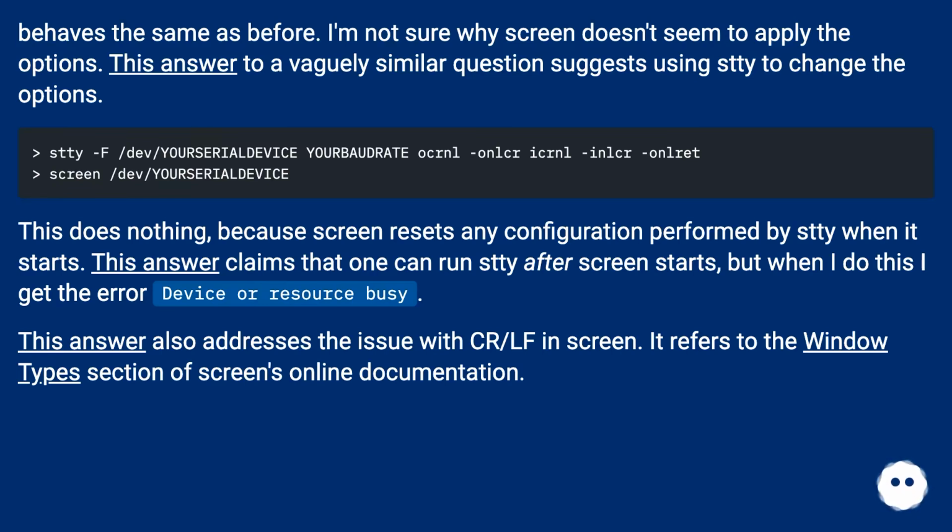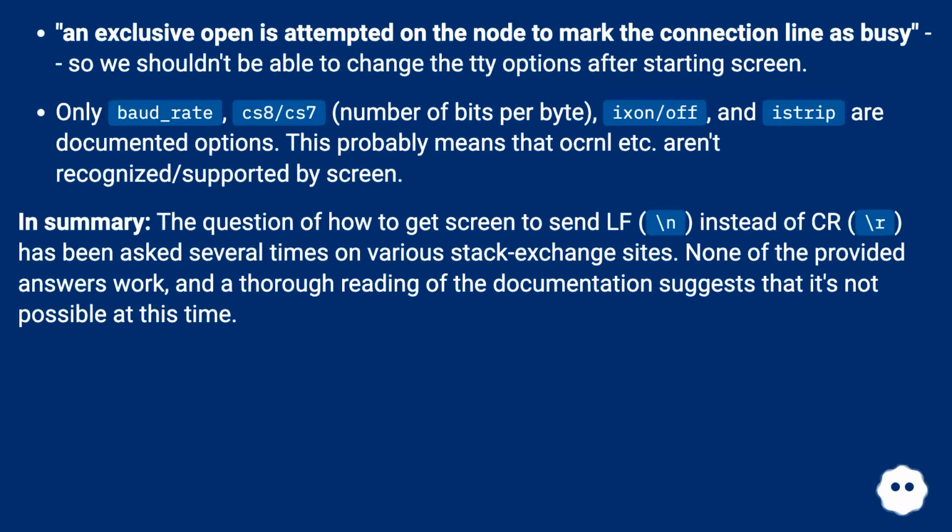This answer claims that one can run stty after screen starts, but when I do this I get the error device or resource busy. This answer also addresses the issue with CR/LF in screen. It refers to the window type section of screen's online documentation. An exclusive open is attempted on the node to mark the connection line as busy, so we shouldn't be able to change the TTY options after starting screen. Only baud_rate, CS8/CS7, number of bits per byte, ixon/ixoff, and istrip are documented options. This probably means that onlcr etc. aren't supported by screen.